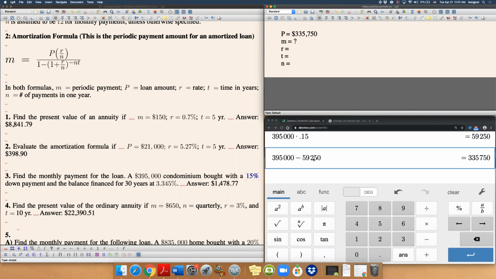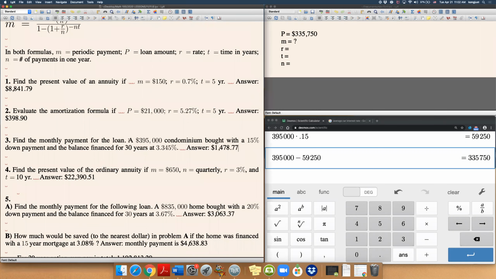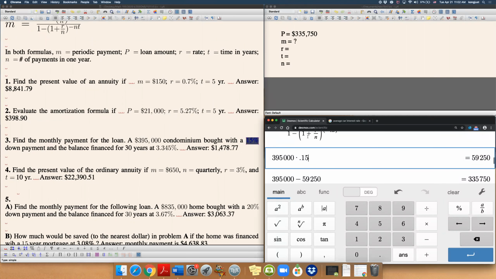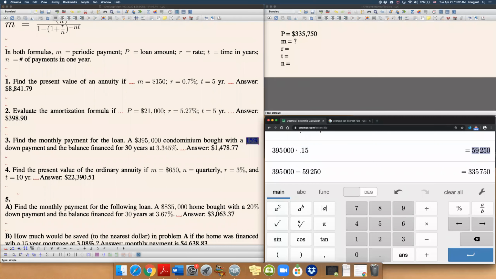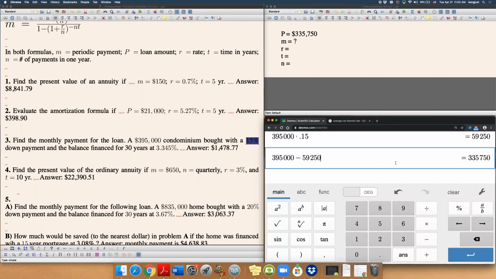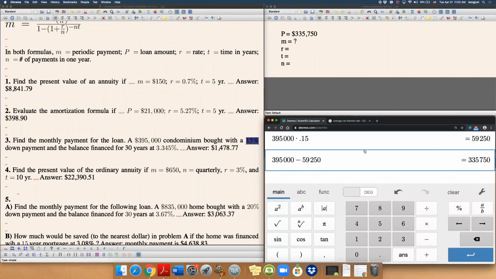No. Okay. Could you explain one more time, please? Oh yeah, sure. So looking at number 3, it says this is the cost of the house, $395,000, and you're making a 15% down payment. So all I do is multiply by 15%, 0.15, to find out how much that down payment actually is. Then once you have the down payment, I just subtract it from the total. Does that make sense, Chitai? Yes. Okay, great, thank you.